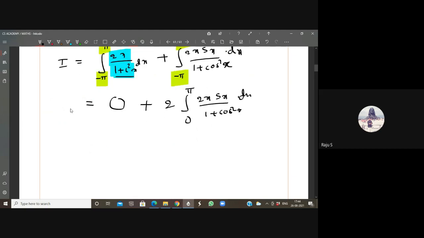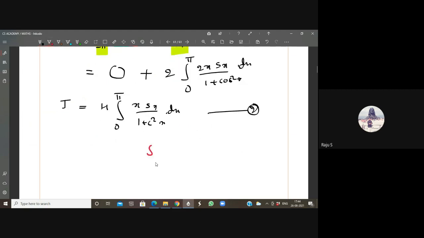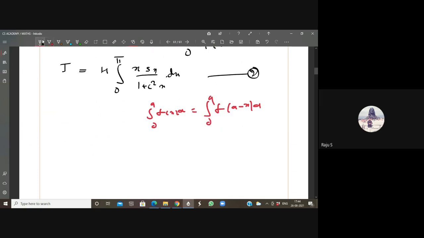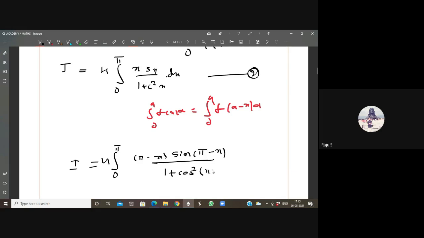So see students, finally I becomes 4 into the integral from 0 to pi of x sin x by 1 plus cos square x dx. Now I am going to apply the third property from what I said in NCERT: integral 0 to a of f of x dx can be written as integral 0 to a of f of a minus x dx. So you can apply this here. So I is equal to 4 times the integral from 0 to pi of (pi minus x) sin(pi minus x) by 1 plus cos square(pi minus x) dx. Got it? I apply this property.